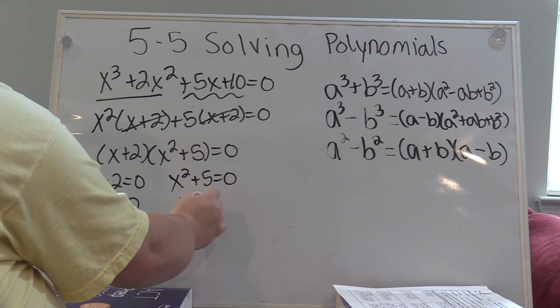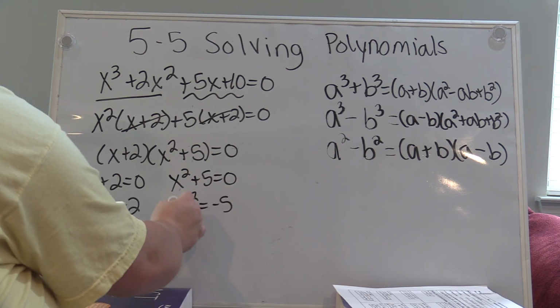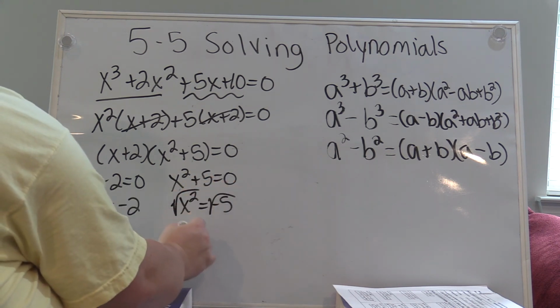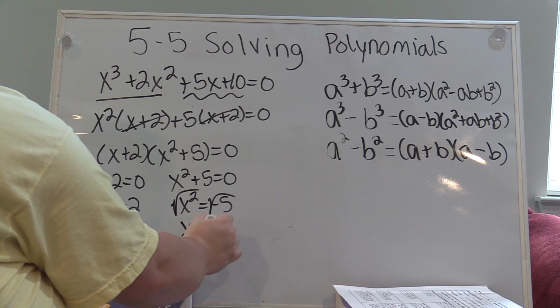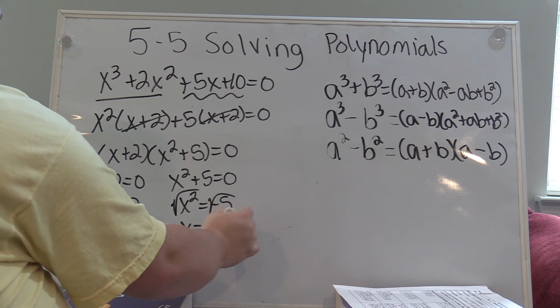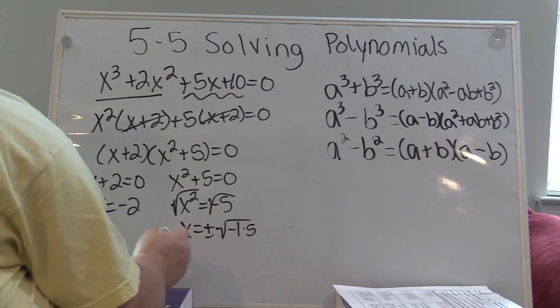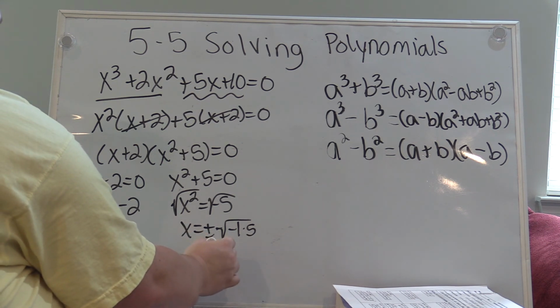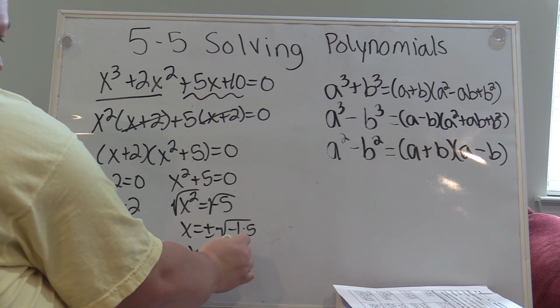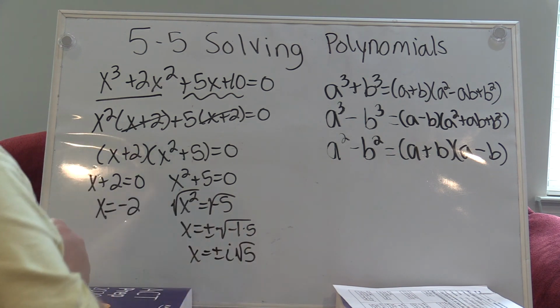X squared equals negative 5. Take the square root of both sides. X equals plus or minus the square root of negative 1 times 5. X equals plus or minus I square roots of 5. And there's all 3 roots.